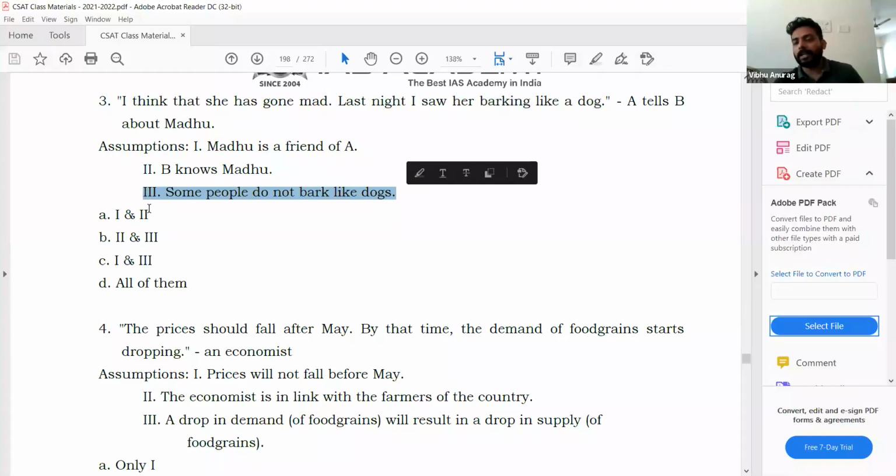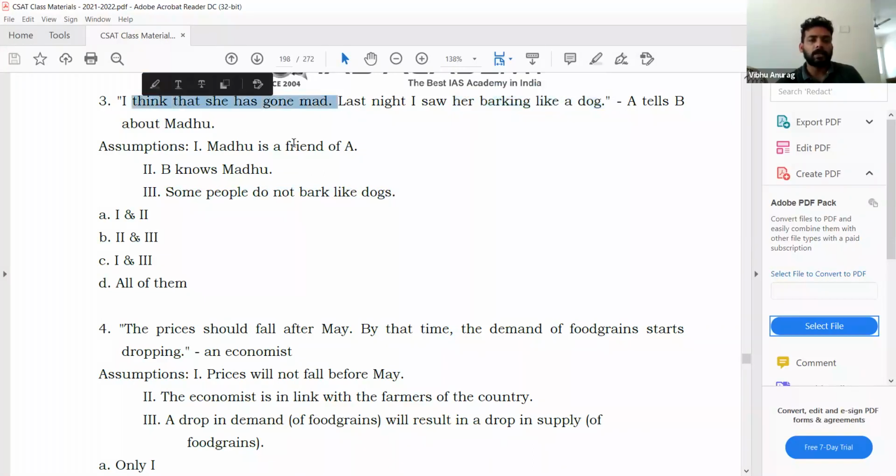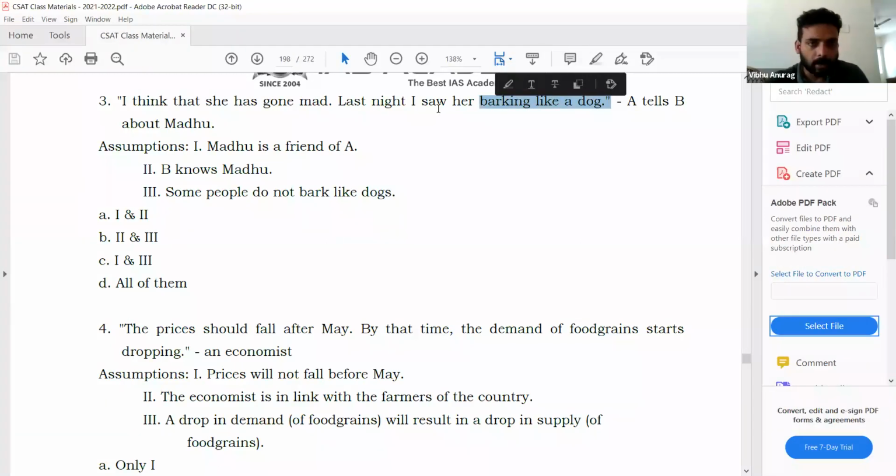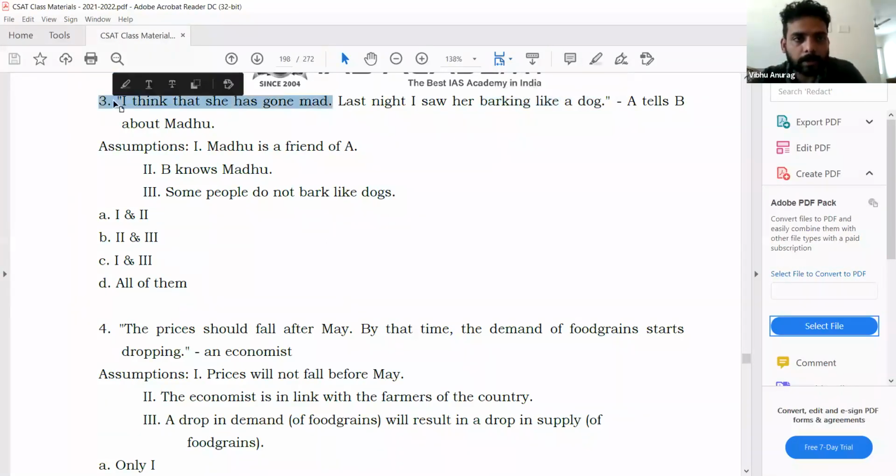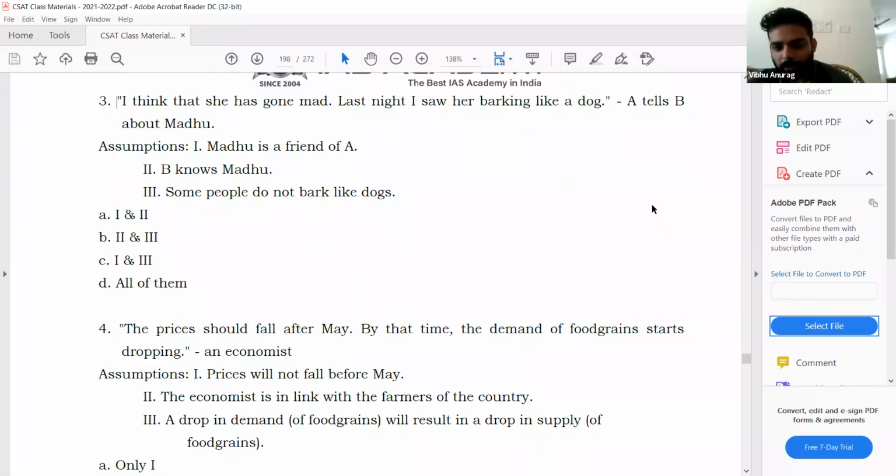If an assumption was given that all people do not bark like dogs, then that is not correct, because he's saying, okay fine, she's barking like a dog, it means she has gone mad. If it was all people, he would say she was barking like a dog, but people don't bark like dogs, so she's not a person. That would take a different trajectory. He just finds this behavior highly unusual. That's all. So we can't add things from our side. And you asked whether Madhu may be a friend of A. See, we are not trying to predict what is true and what is false, what is actually the case. We are trying to identify A's assumptions, what A believes to be true.